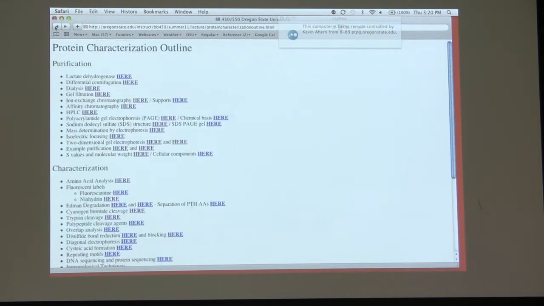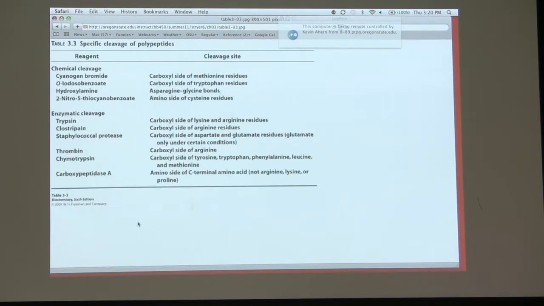Okay. There are a series of agents that we can use. I'm not going to ask you to memorize this table, but there are some things on here that I think you should know where they cut. One was cyanogen bromide. I've already talked about that guy there. And cyanogen bromide, as I said, is a chemical reagent. It cleaves on the carboxyl side of methionine. It's very commonly used in laboratories. You can see there are other ones, but I'm not going to expect you to know those.